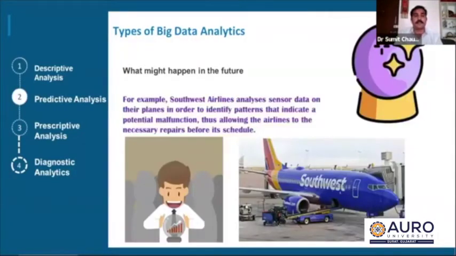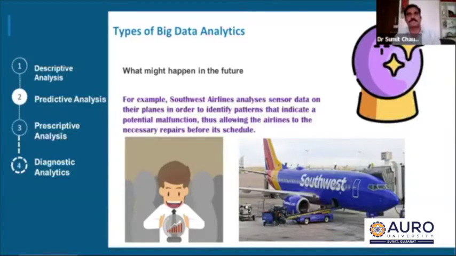Number two, we have predictive analysis. Predictive analysis uses statistical models and forecast techniques. Forecast techniques can predict what the future outcome will be. Through sensors we can predict whether a malfunction can occur, when it can occur and where it can occur. For example, Southwest Airlines analyzes sensor data on their planes in order to identify patterns that indicate a potential malfunction, thus allowing the airline to make the necessary repairs before the schedule.